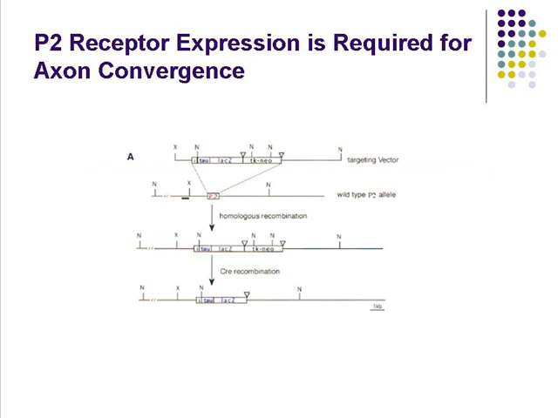Here is a schematic representation of the gene targeting strategy used to delete the P2 receptor coding sequence. Homologous recombination between the targeting vector and the wild-type P2 gene results in the replacement of the P2 coding sequence. Transient transfection with the plasmid expressing the Cre recombinase results in the excision of the TK-neo cassette.